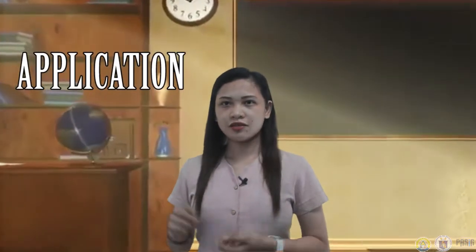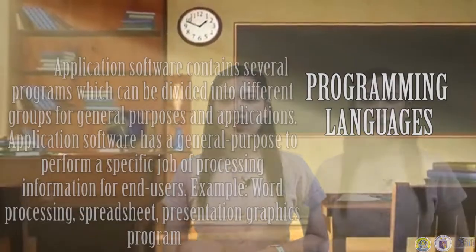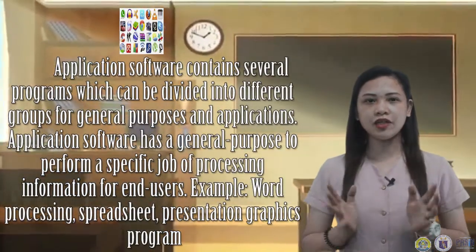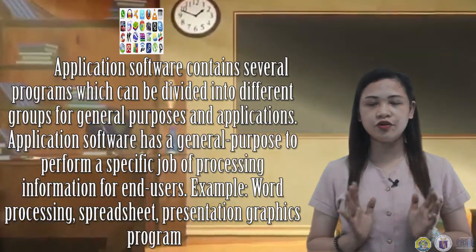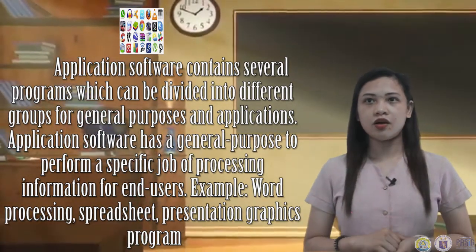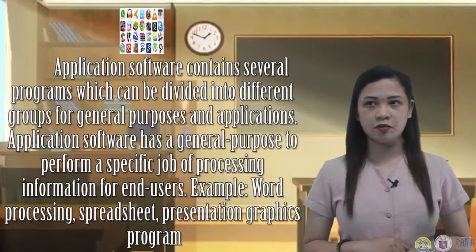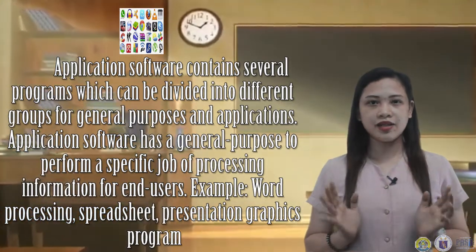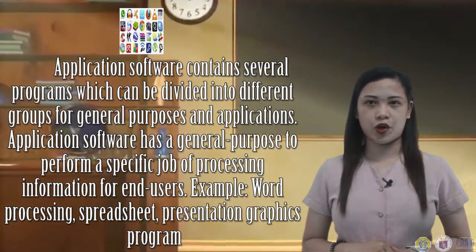There are different types of systems in software and computer, namely the application, system, operating software, and programming languages. Application software. Application software contains several programs which can be divided into different groups of general purposes and applications. Application software has a general purpose to perform a specific job of processing information for end users. Examples are word processing, spreadsheet, and presentation graphics programs.